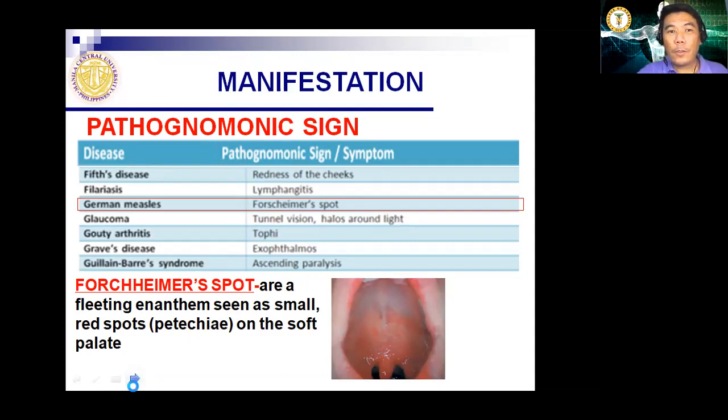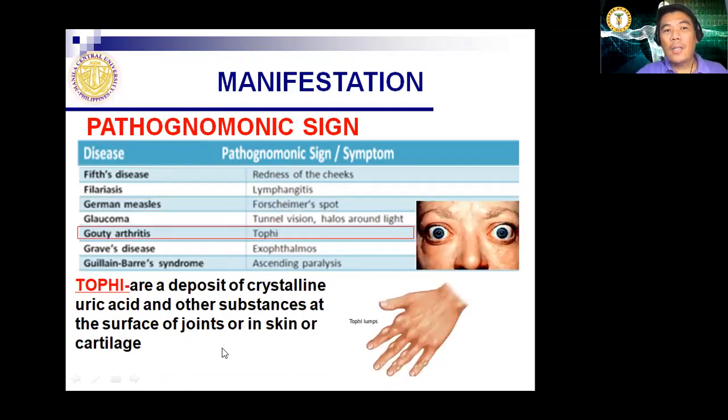Now, gouty arthritis, the clients may have deposits. Oh yeah, I have mentioned that gouty is the increase in the uric acid. So if there's an increase in the uric acid, the other substances, or rather the other substances and the uric acid, proceed to the surface of the joints. That's why if you will see, these are tophi lumps. Kaya for those who may have the gouty arthritis, try to check their fingers, and if it has lumps, ayan, ang tawag doon ay tophi.